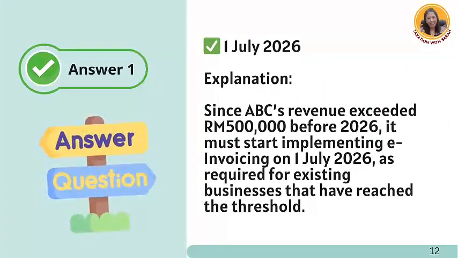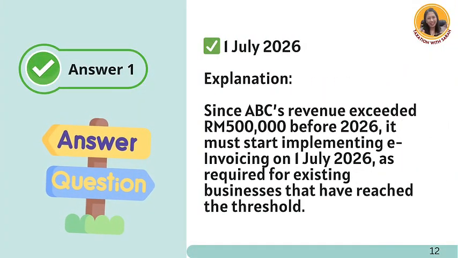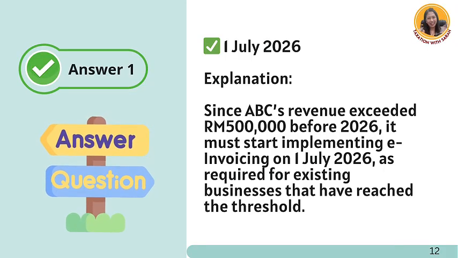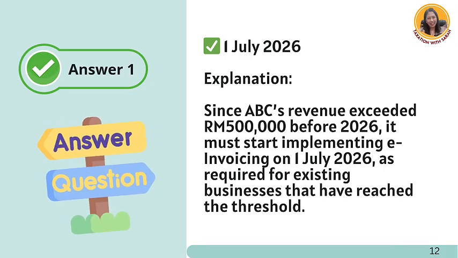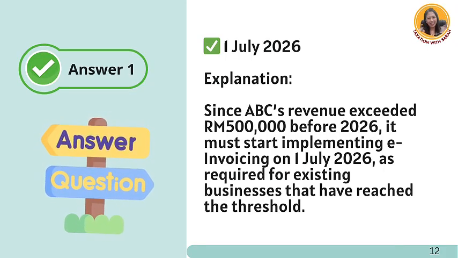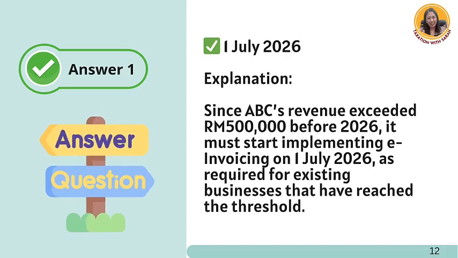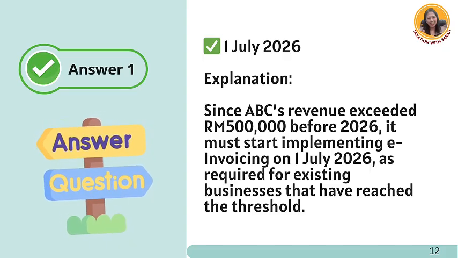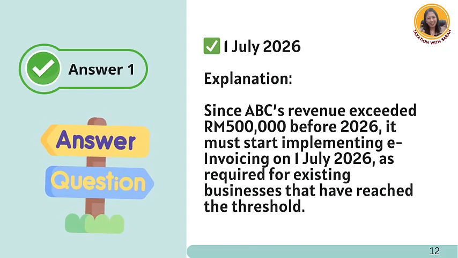ABC should start implementing e-invoicing on the 1st of July 2026. Why? Since ABC's revenue exceeded RM 500,000 before 2026, it must start implementing e-invoicing on the 1st of July 2026, as required for existing businesses that have reached the threshold.